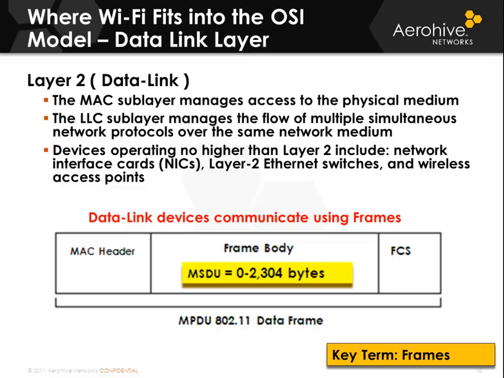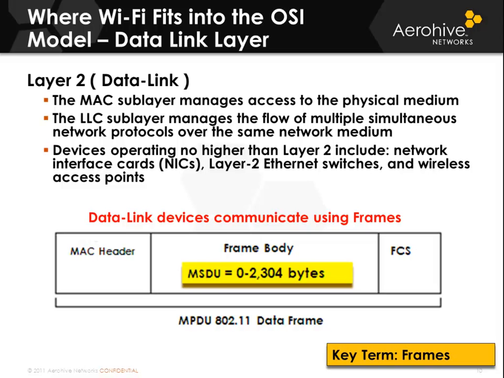Devices operating no higher than layer 2 include things like network interface cards, layer 2 Ethernet switches, bridges, and access points. Access points work as multiple different devices. In this discussion, they are more hub-like. They're also not going to have the ability to make switching happen because you can't switch a wireless signal in the air.